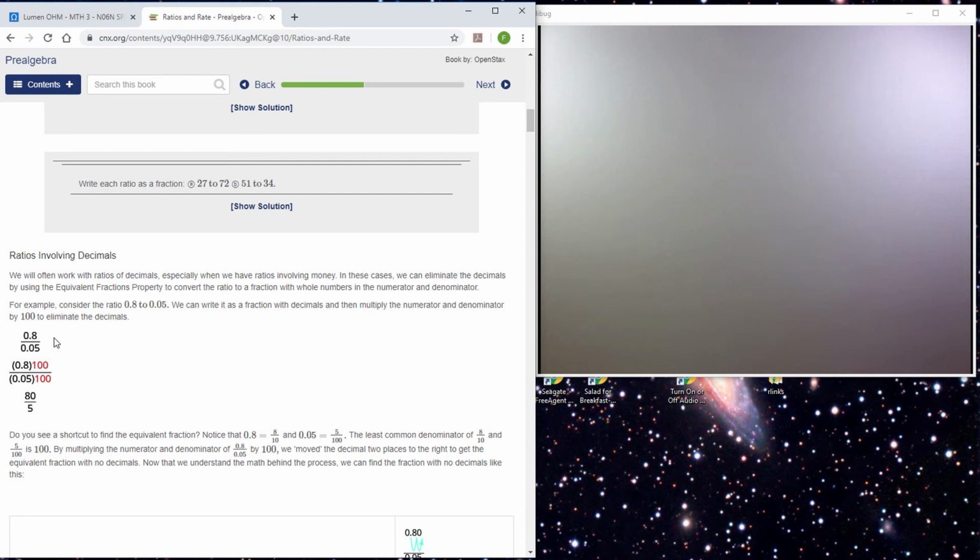Now we're looking at ratios involving decimals here. So we have 0.8 to 0.05. So they got rid of the decimals, multiplied both by 100.